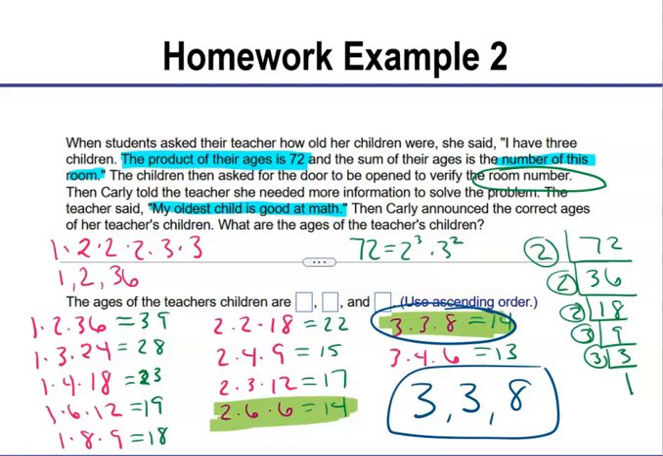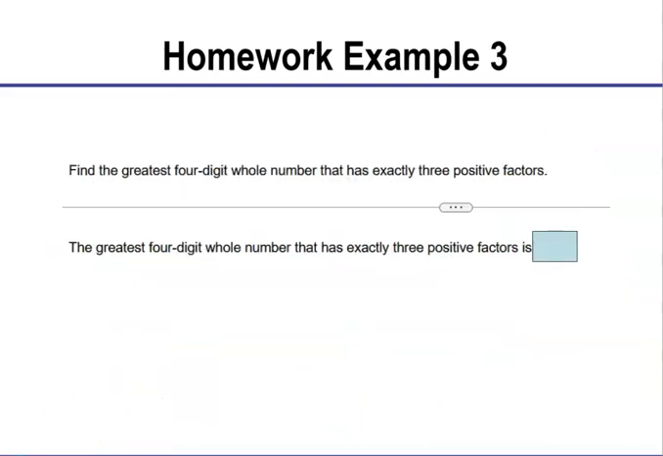Let's do one more. All right, find the greatest 4-digit whole number that has exactly 3 positive factors. We're just entering our answer over here. Okay, so how can we do this? The greatest 4-digit whole number, okay, so that's very important. A 4-digit whole number that has exactly 3 positive factors.